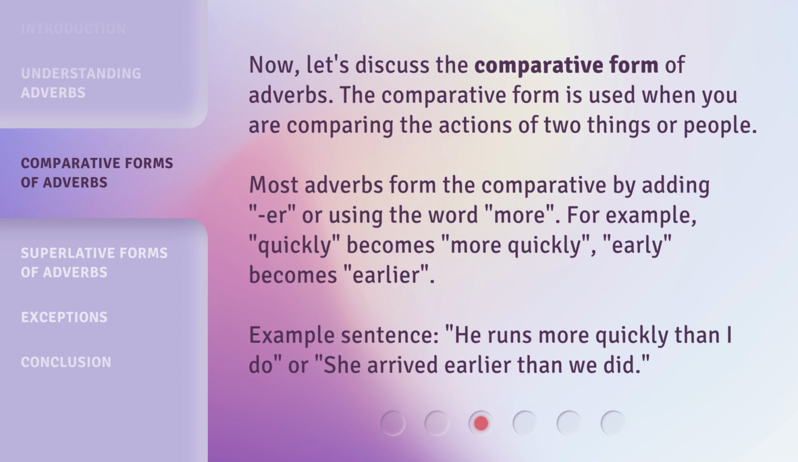Now, let's discuss the comparative form of adverbs. The comparative form is used when you are comparing the actions of two things or people. Most adverbs form the comparative by adding "er" or using the word more. For example, quickly becomes more quickly, early becomes earlier. Example sentence: "He runs more quickly than I do," or "She arrived earlier than we did."